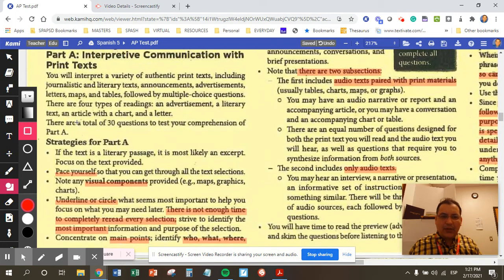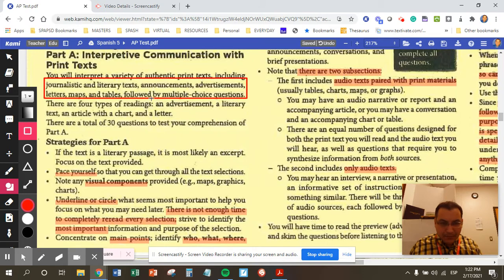So let's see the part 1. Interpretive communication with print text only, okay? You interpret a variety of authentic print texts, including journalistic and literary texts, announcements, advertisements, letters, maps, and tables, followed by multiple choice questions. There are 4 types of readings: an advertisement, a literature text, an article with a chart, and a letter. There are a total of 30 questions to test your comprehension of part A.